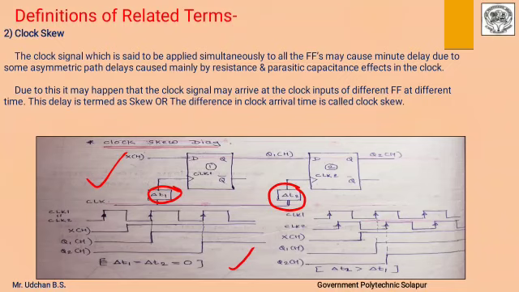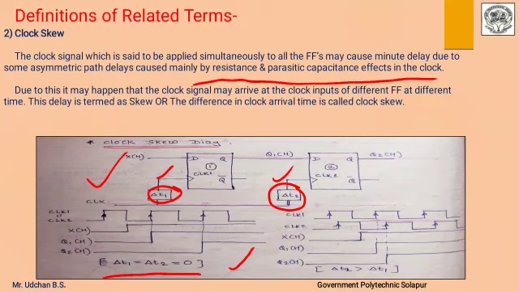In this case, if the time required for the clock to reach to each flip-flop is same, then there will not be any delay. And if any one of the times, that is delta T1 or delta T2, are different, then the clock will not reach to each flip-flop at the same time. There will be some delay, and that delay is called as a clock skew, and that delay is appearing mainly because of resistance and capacitance effect in the clock signal.